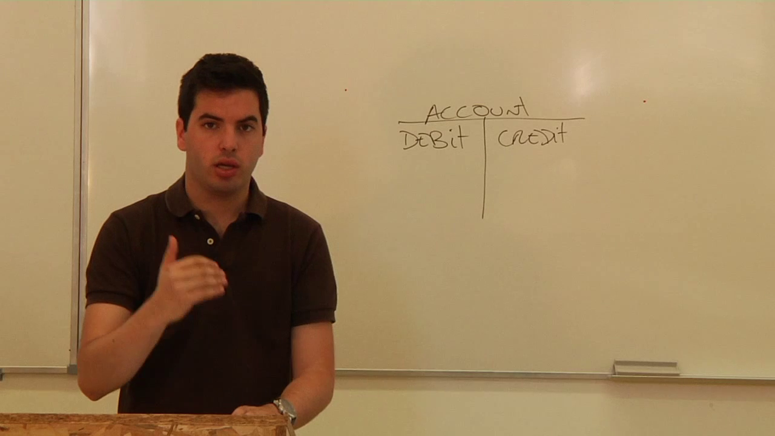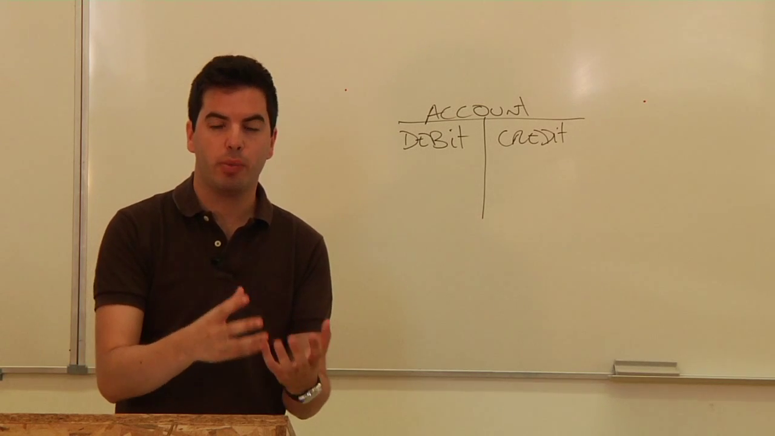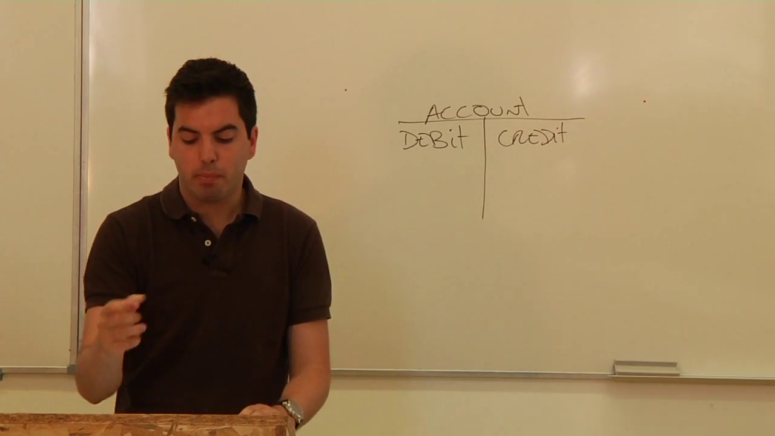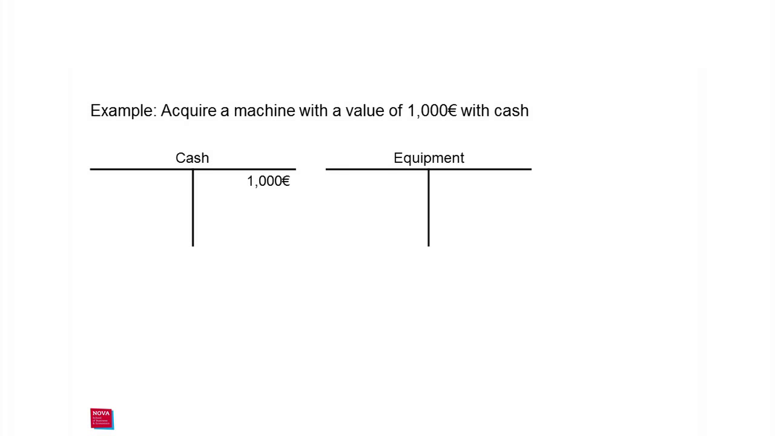On the other hand, you will have a higher value in equipment, so the equipment value will increase. This is done by registering a debit in that account, in the equipment account. At the end, what you have to guarantee is that the debit side matches the credit side.